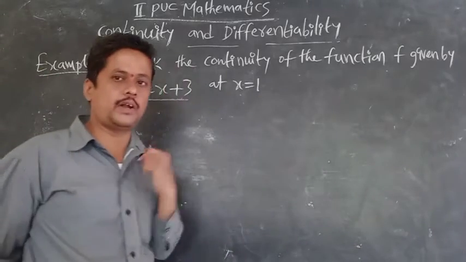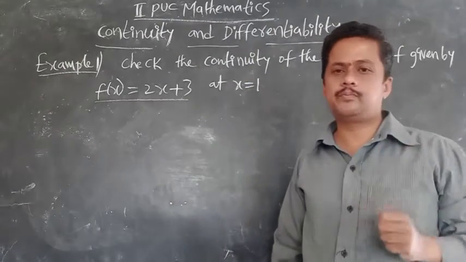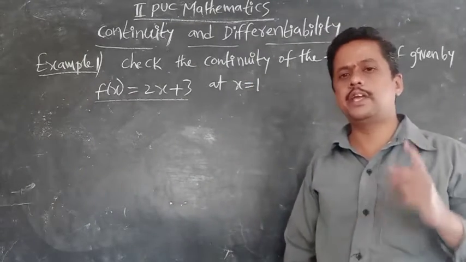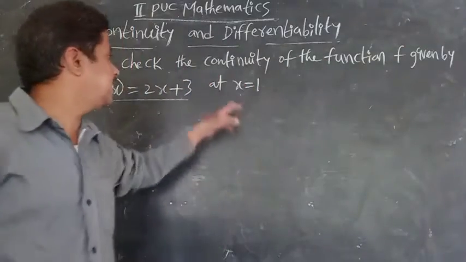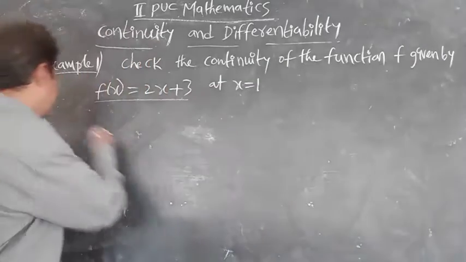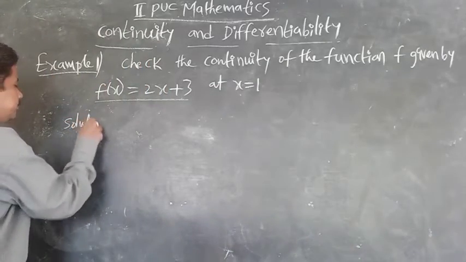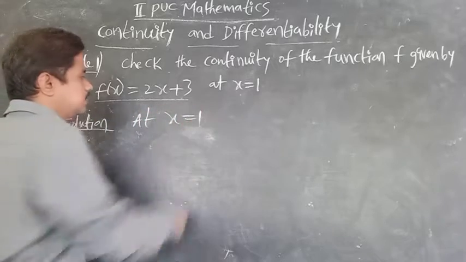Already told one formula. What is that formula? Limit x tends to c of f of x is equals to f of c. Okay. So here c means what? x is equals to 1, so c is equals to 1. Solution: at x is equals to 1, so this is the c value.